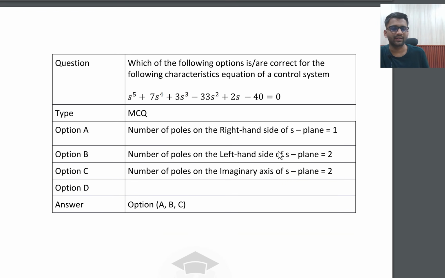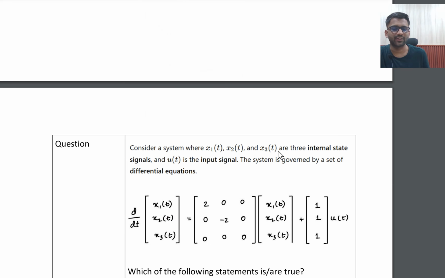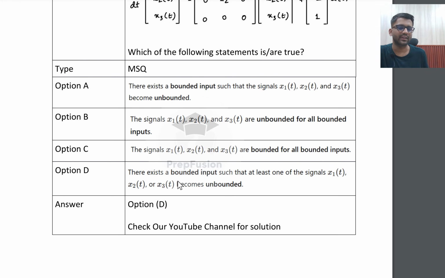Here A, B, C would be correct. Number of poles and all those things. That would be correct. Simple RS criteria question it was. This was a good question, although it was an MSQ, but only one option is correct here. Okay, option D is correct, and Anish sir will be giving the solution of this particular question.